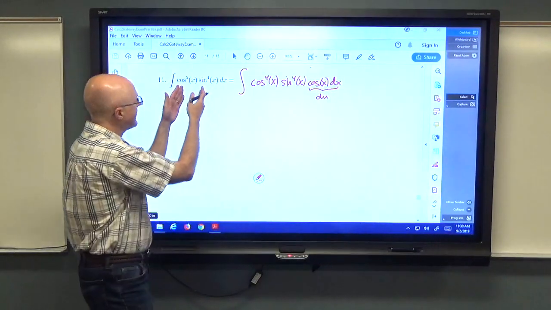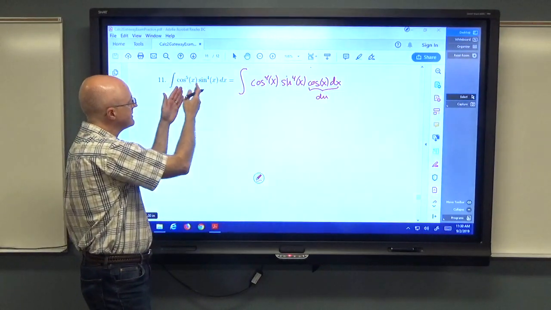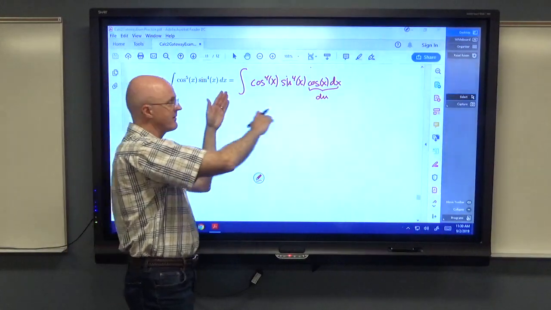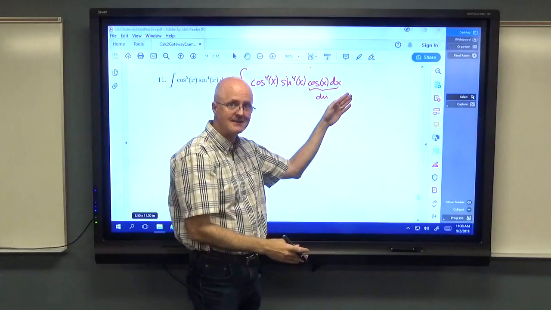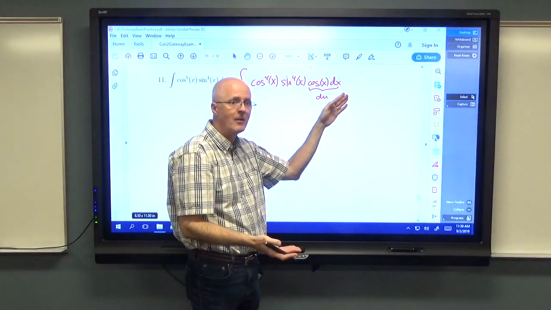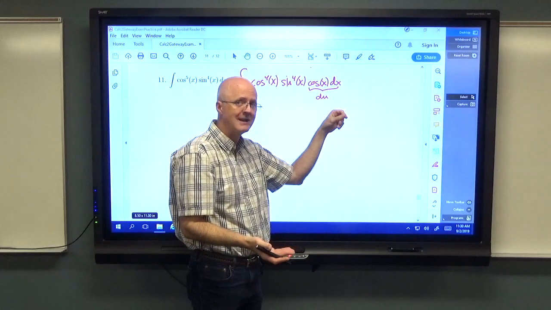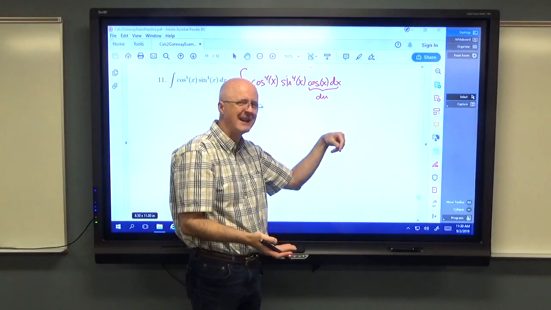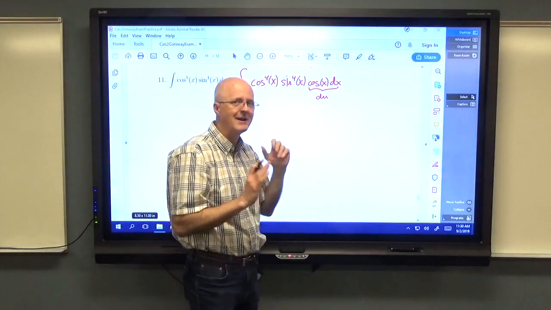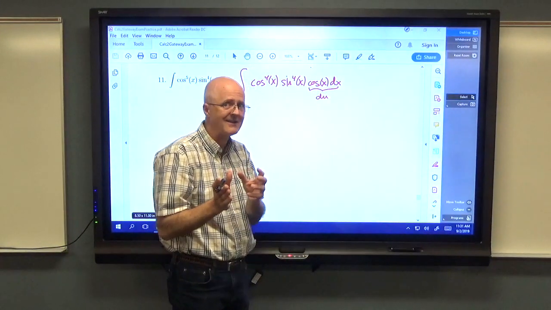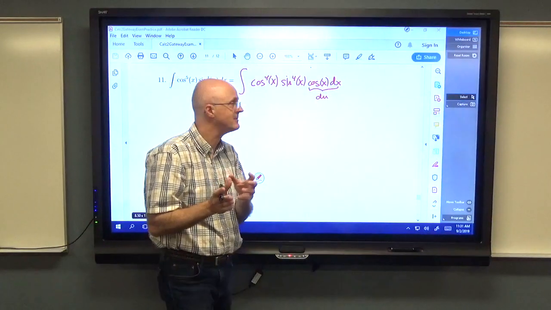Now, if the sine had had odd power, if this had been cosine to the 4th of x times sine to the 5th of x, I'd pull off one of the factors of sine and I get sine of x dx there. That would be my du, or at least negative du. U would be cosine of x, but then du would be negative sine of x dx. I'd have to worry about an extra minus sign. Okay, practice that. After I do this one, practice that one.